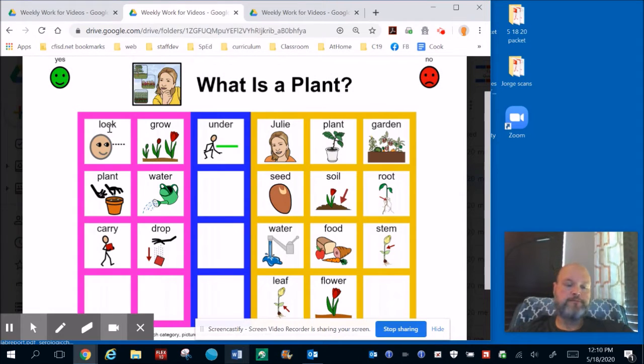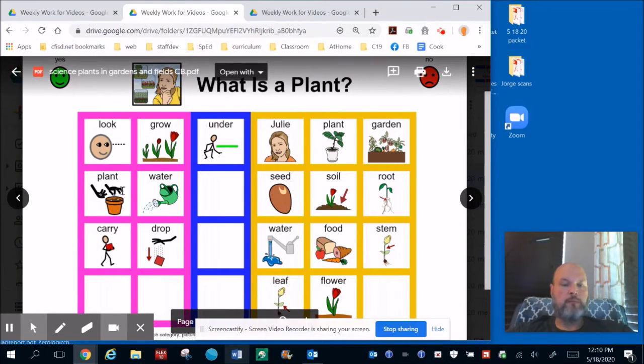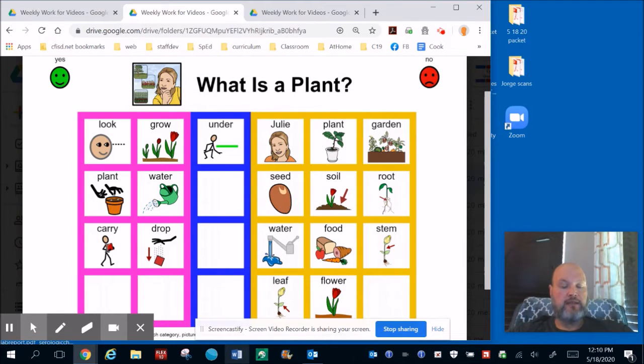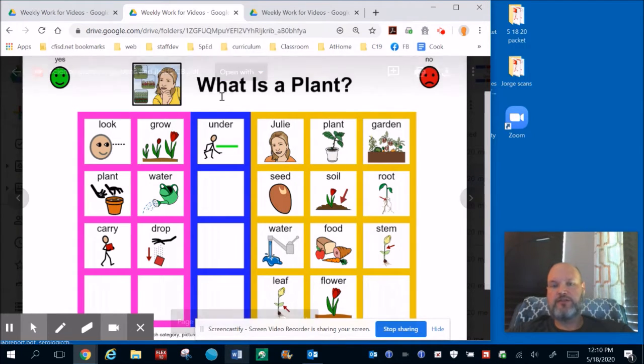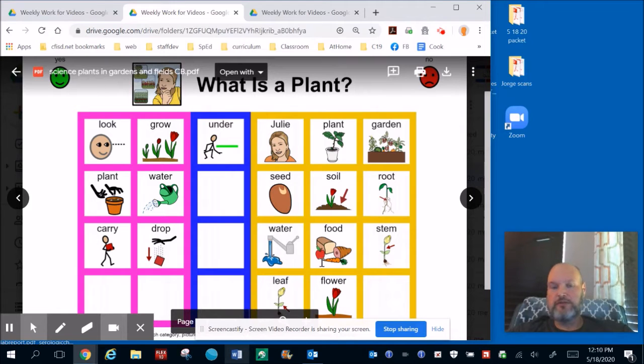All right, let's go over the words. Look, grow, plant, water, carry, drop, under, Julie, plant, garden, seed, soil, root, water, food, stem, leaf, flower.